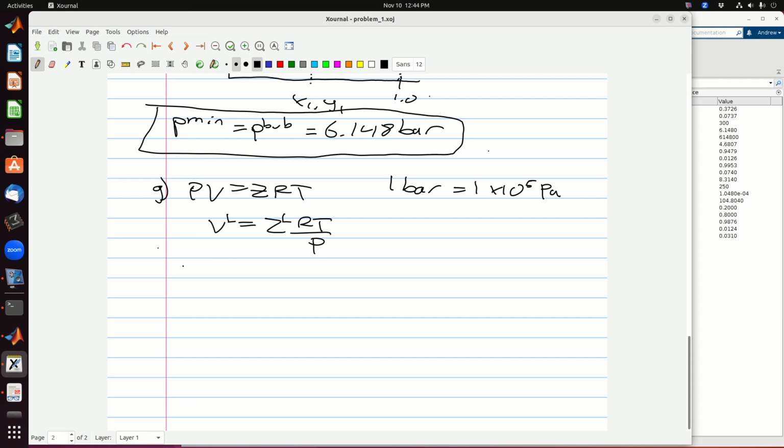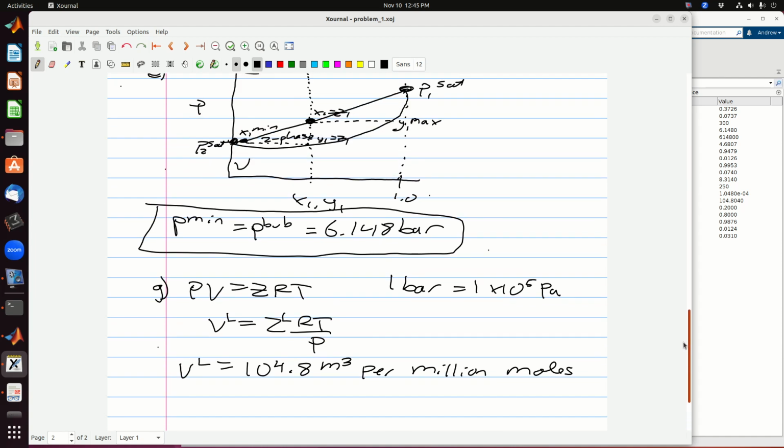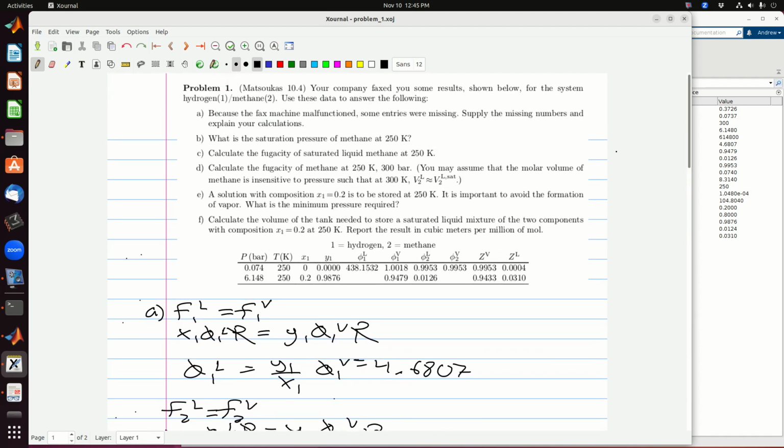So my volume equals 104.8 meters cubed per million moles. And that is problem 1. So sorry for my technical difficulties, but hopefully that explains problem 1 for you.